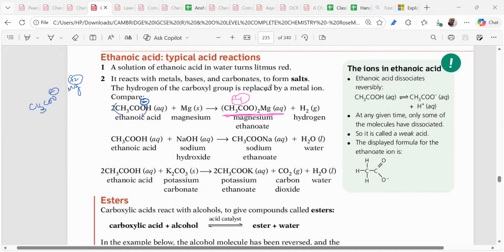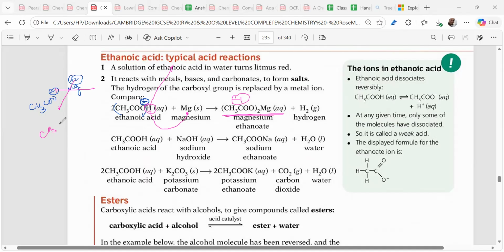All we have to do is basically displace it. This hydrogen will be getting displaced by Mg. A more reactive element displaces the less reactive element from its compounds, right? But how do you find out the compound? You do crisscross.